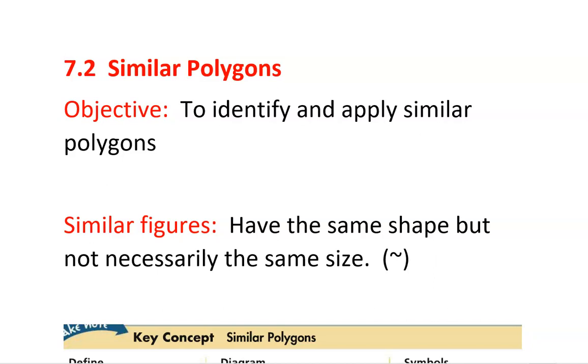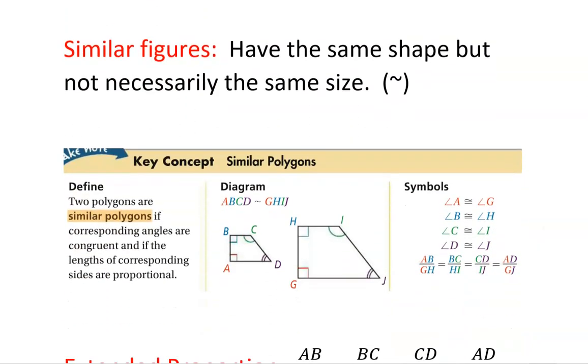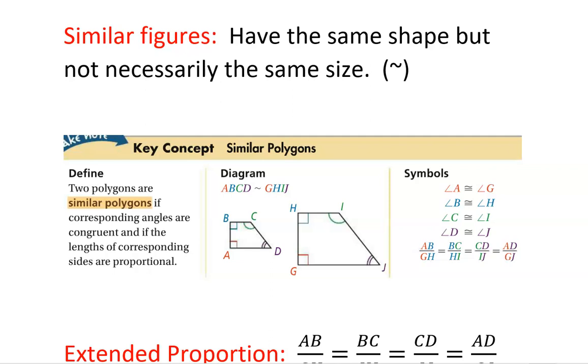Section 7.2, similar polygons. We're going to identify and apply similar polygons. So first we need to know what they are. Similar figures have the same shape, but not necessarily the same size. The symbol for it is a little tilde. If you've taken Spanish, it's just that little curly hyphen, so to speak.